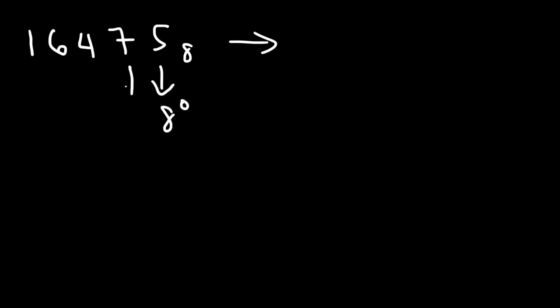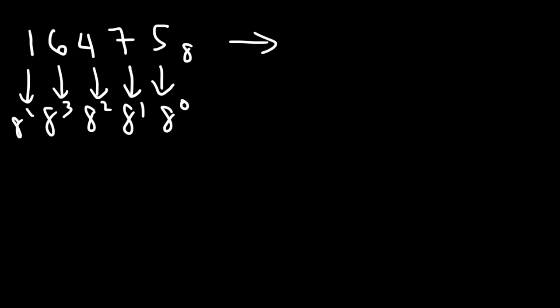Now what about this one? 16,475 in the octal system. Let's convert it to a decimal number in the base 10 system. So the first number, the 5, we're going to multiply by 8 to the 0, and the second number by 8 to the 1, and the third by 8 squared, and the fourth by 8 cubed, and the last one by 8 to the fourth.